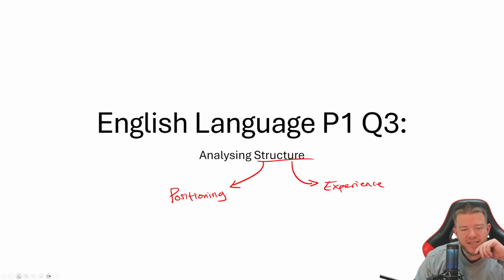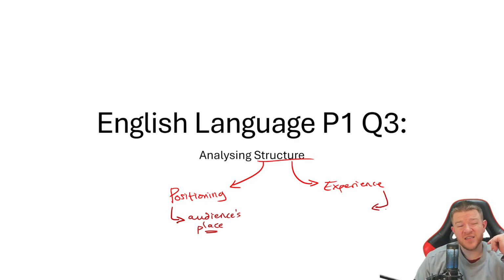So positioning essentially, in structure, is the concept of the audience's place. Okay, so you are placed as an audience in a particular way. You are made to feel a certain way. You are made to experience things in a certain order. This links us to the idea of experience.